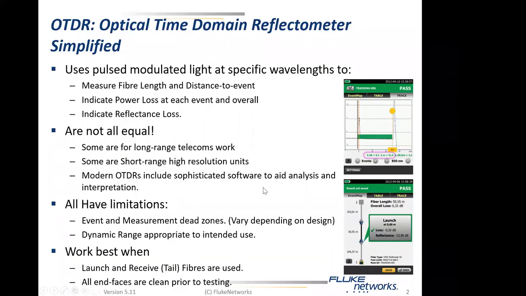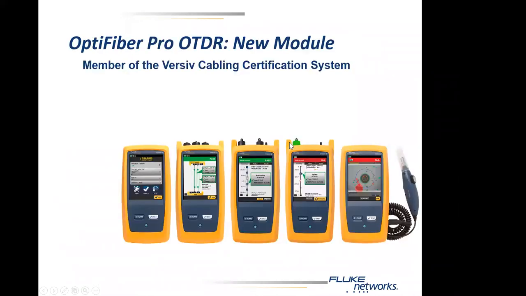So having simplified the OTDR to that point, let me show you our current range. All of these units, I'm sure you're aware, use the same mainframe. So this is the new module. The high dynamic range module is a plug-in for the existing Versiv platform. If you have a Versiv model of any description, the high dynamic range OTDR will plug into it. It is the only one with the pretty green cap that you see here.